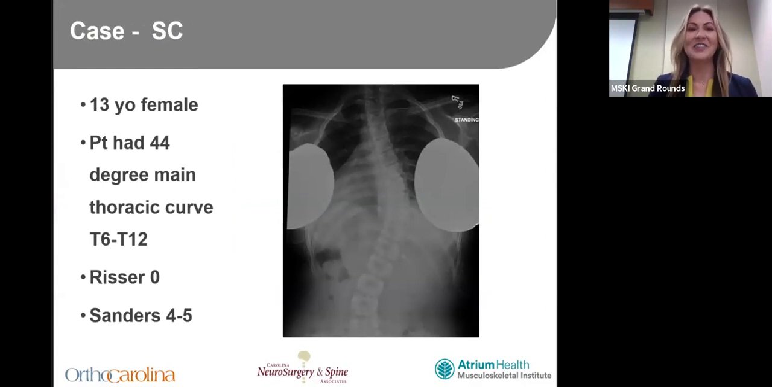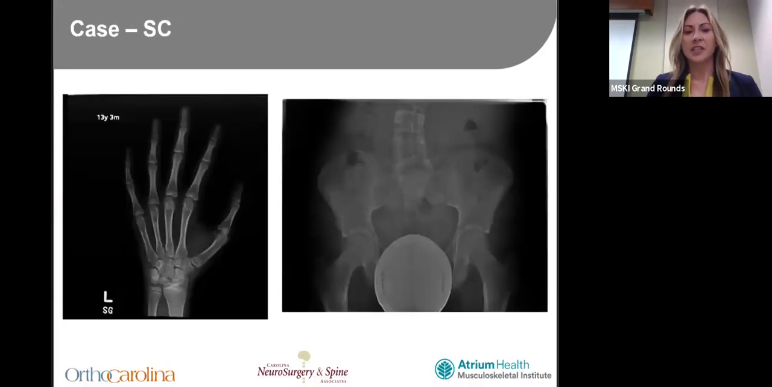So this is a 13-year-old female. She presented with a 44-degree main thoracic curve from T6 to T12. She presented at a Risser stage 0 in Sanders classification 4 to 5. Looking here, the hand radiograph is what we use to measure bone age. With Sanders, it measures the closure of the epiphysis going from the phalanges down to the distal radius and ulna. I'll show a little bit more of that as we go on.